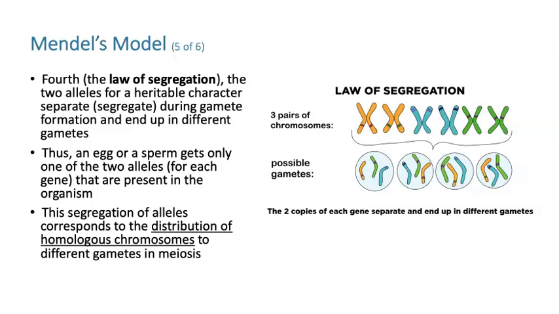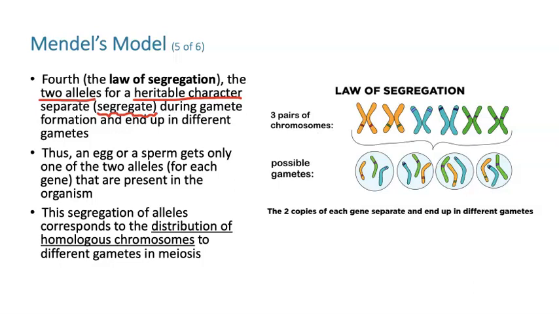The fourth point that he came up with, and this was his genius, was the law of segregation. And I referred to this earlier in this lecture. The law of segregation says that you've got these two alleles, one from each parent, and you have two alleles for each heritable characteristic that you have. They separate, or the word is segregate. Separate means segregate, and we call it the law of segregation historically. So these two alleles have to segregate during gamete formation, and they're going to end up in different gametes.